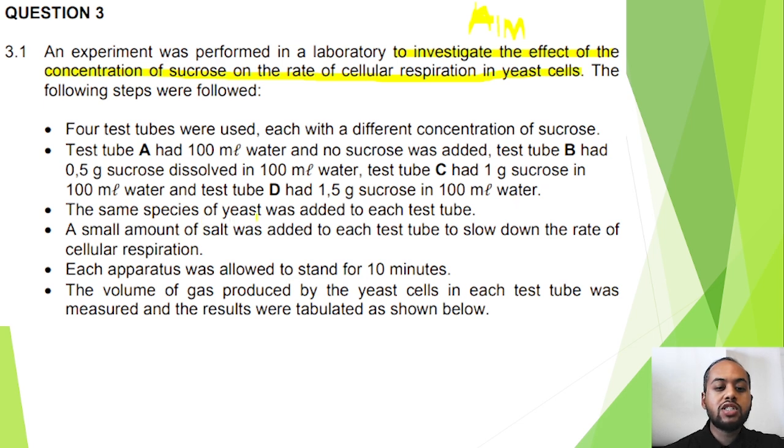The same species of yeast cells was added to each test tube. A small amount of salt was added to each test tube to slow down the rate of cellular respiration. Each apparatus was allowed to stand for 10 minutes. The volume of gas produced by the yeast cells in each test tube was measured and the results were tabulated as shown below.